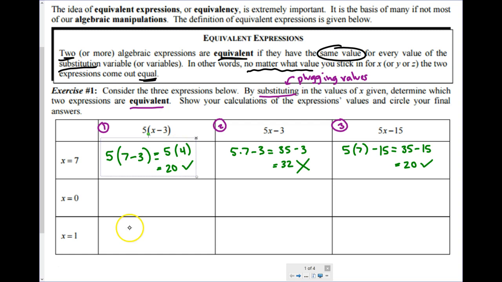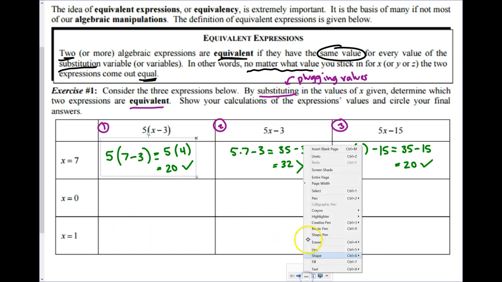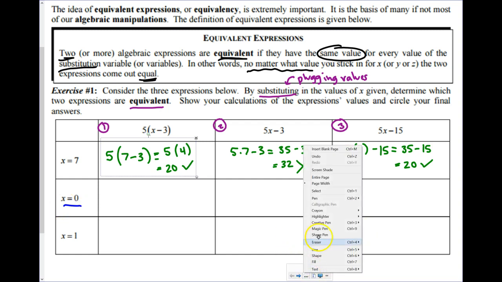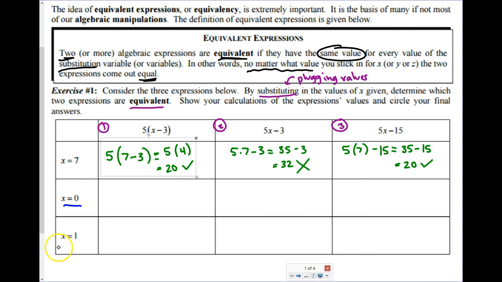I need you to do the other 6 boxes of substitutions on your own. For the second substitution, you're substituting in 0. And for the third one, you are substituting in 1. So please pause the video and do the work on your own.